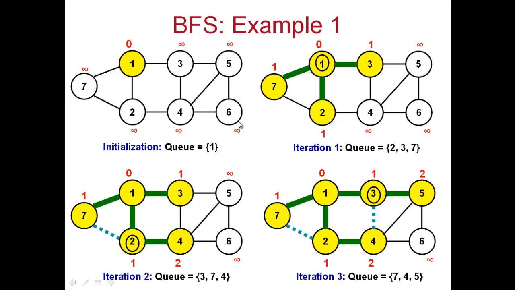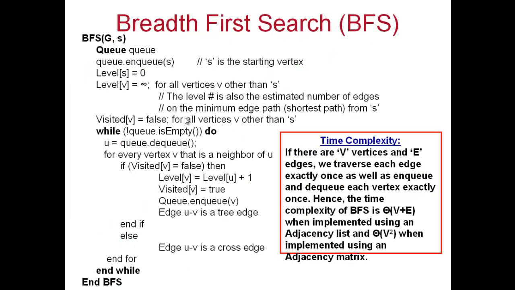Now for the other vertices in the graph, we don't know the shortest path yet. We would like to visit the vertices on the shortest path from 1. To begin with, we don't know the shortest path from 1 to the other vertices. So we say the level number, which indicates the distance from the starting vertex, is infinity for the other vertices. Those are some initializations we do, and that's also given in the pseudocode. The level number of S is 0, and for every other vertex it is infinity.